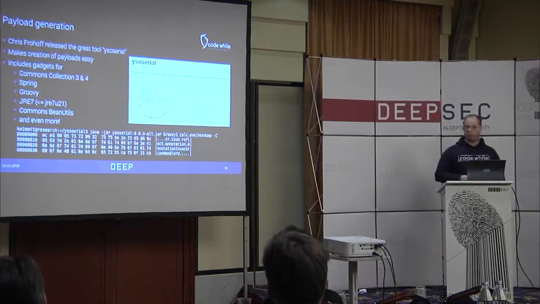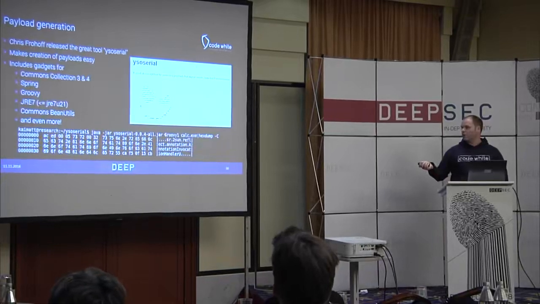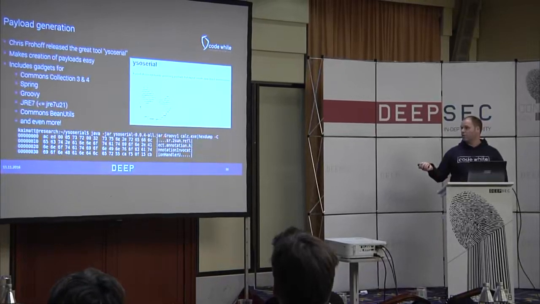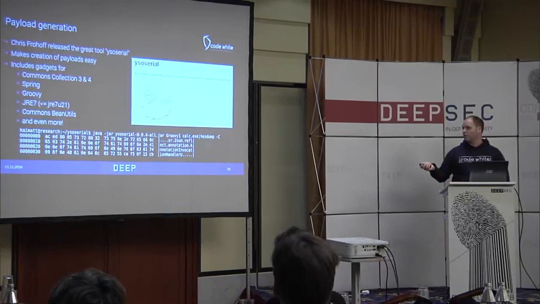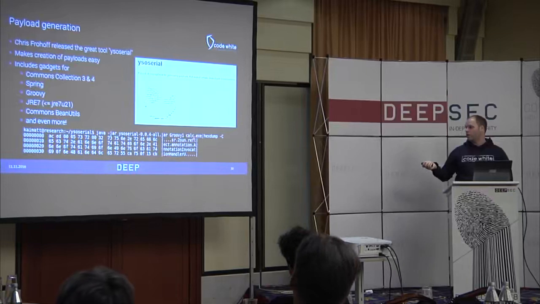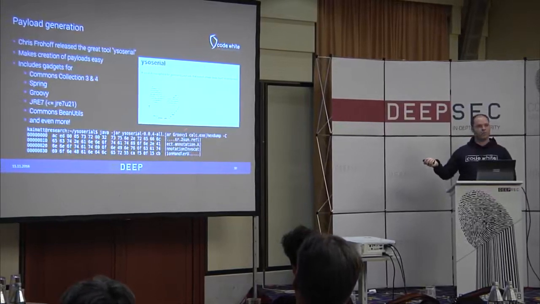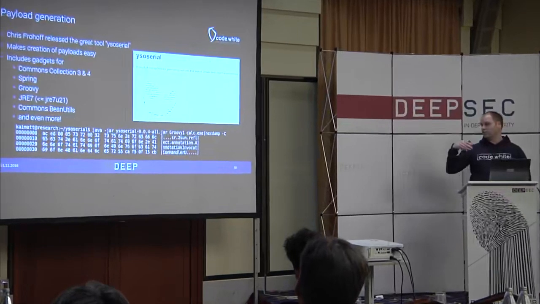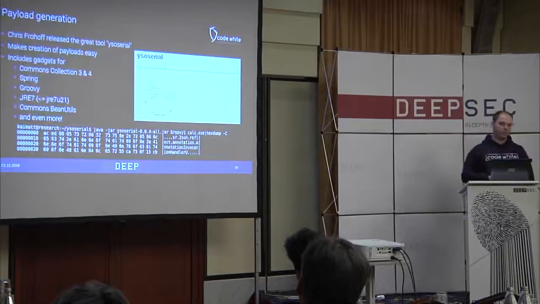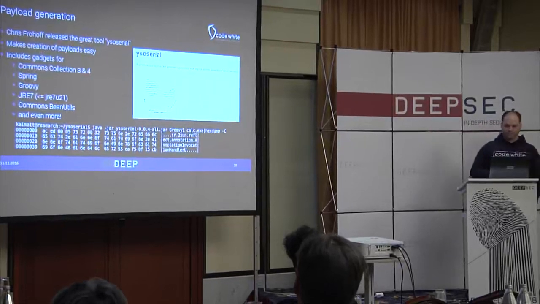And the payload generation looks like this. You just run Why So Serial, java -jar, path to Why So Serial. You specify the gadget, you will have to create a serialized object stream. You specify the command which you want to run. And if you hex dump it, you see, okay, ACED, that's a serialized object stream. And then you can just use the serialized object stream, for example, to put it in the HTTP POST request, and then you get code execution on the server.